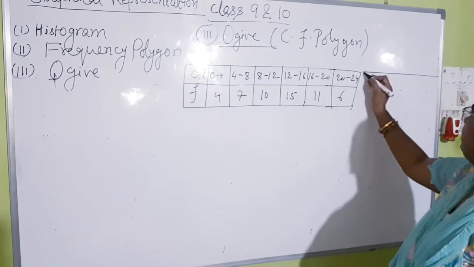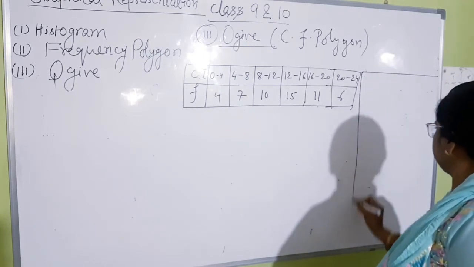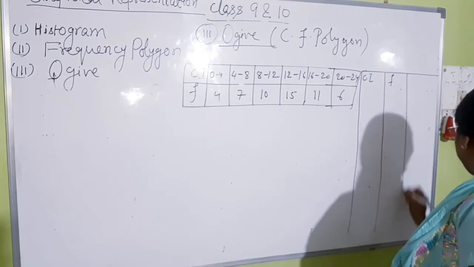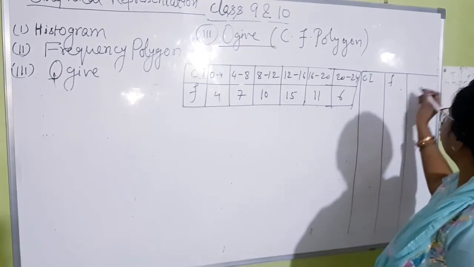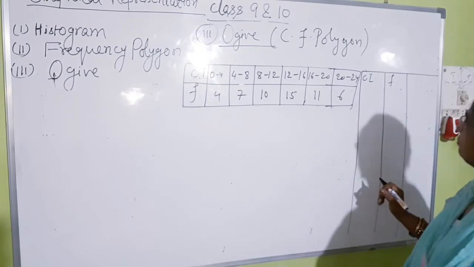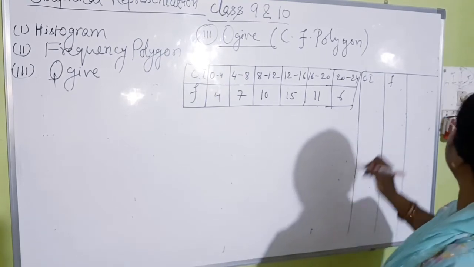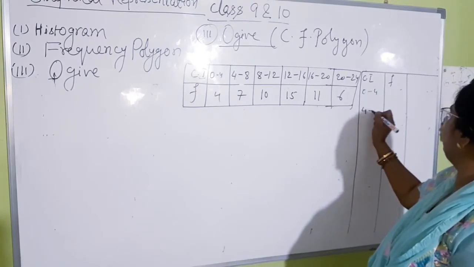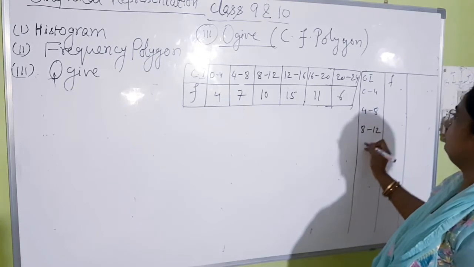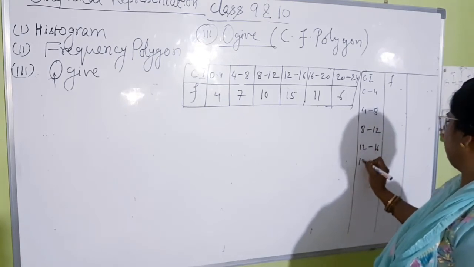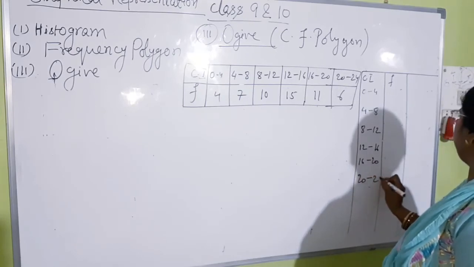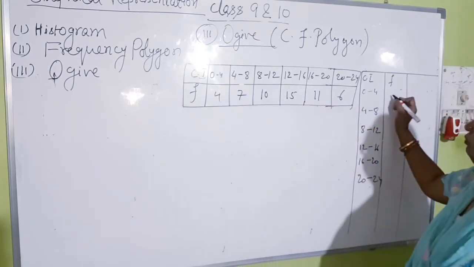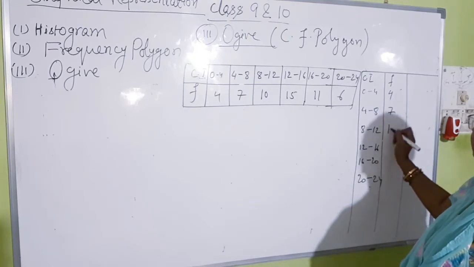Just like this, we will draw the table. The first column is the class interval, the second is frequency, and the third is the ogive. First is 0 to 4, second is 4 to 8, 8 to 12, 12 to 16, 16 to 20, 20 to 24, and all frequencies are 4, 7, 10, 15, 11 and 6.